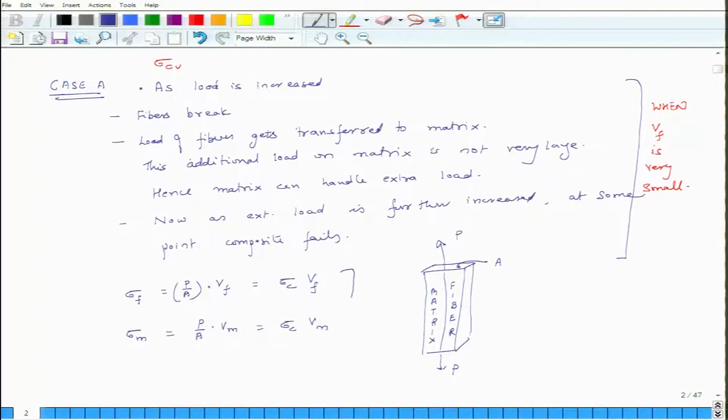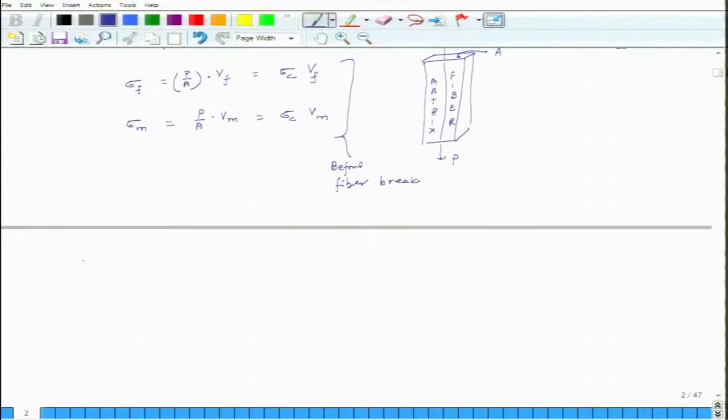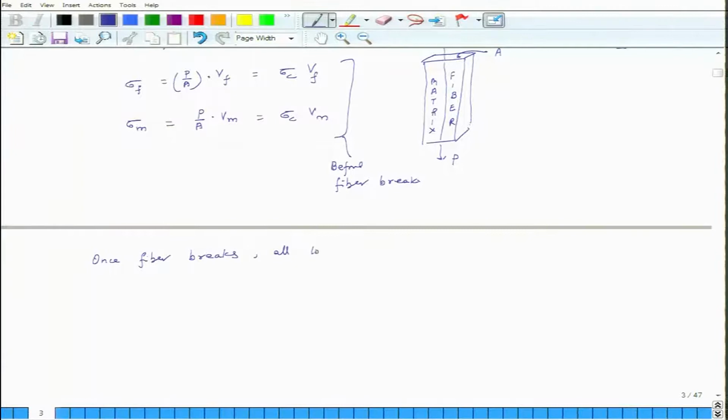Now, these are the relations before the fiber breaks. At the point, once the fiber breaks, what happens? Once the fiber breaks, all the load is being shared by the matrix only. All the load is shared by the matrix.